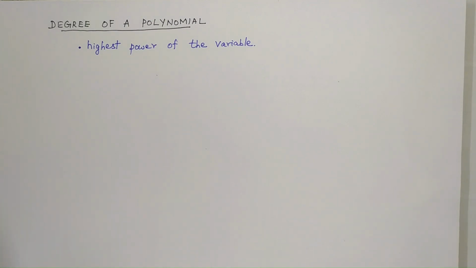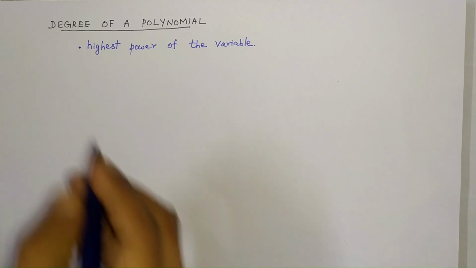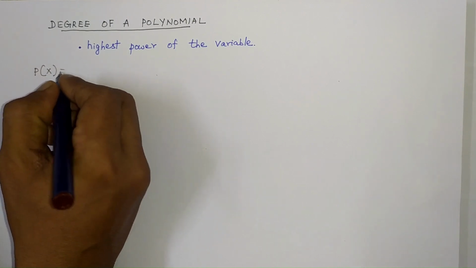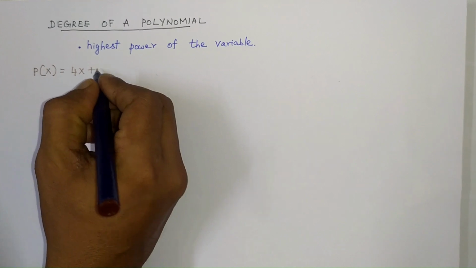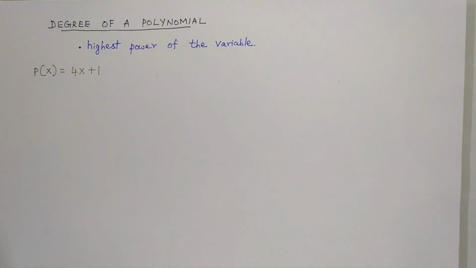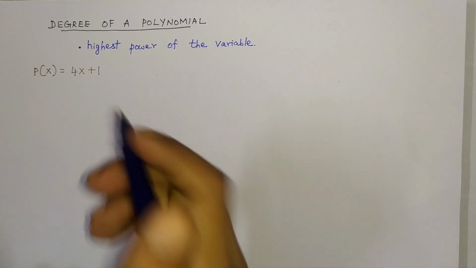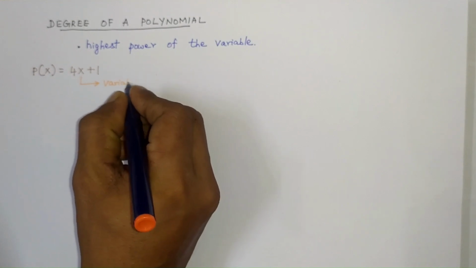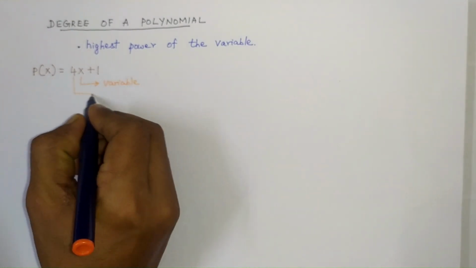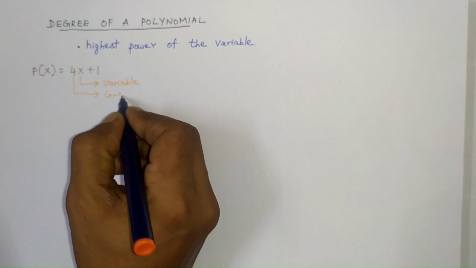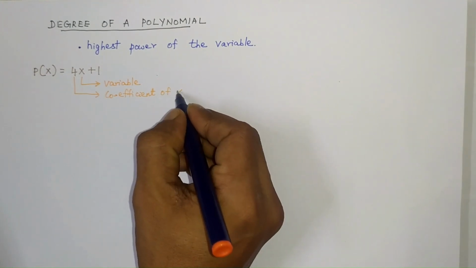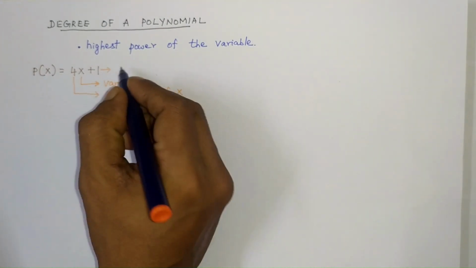For example, let us consider the same example which we had before. Let us consider the example p of x is equal to 4x plus 1. So here x is the variable, 4 is the coefficient of x, and this 1 is the constant term.